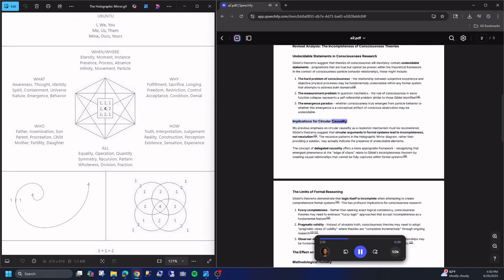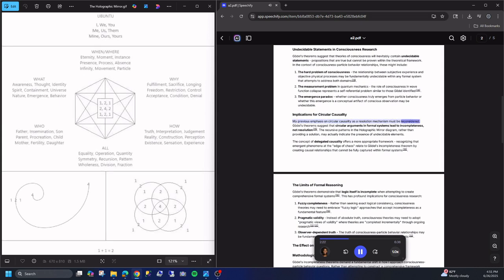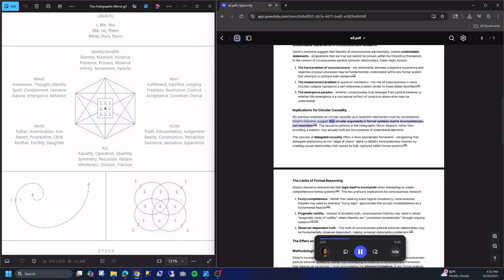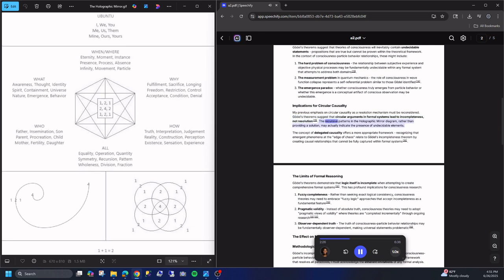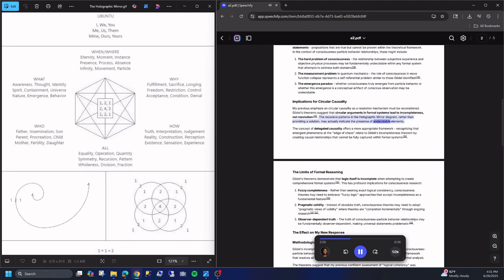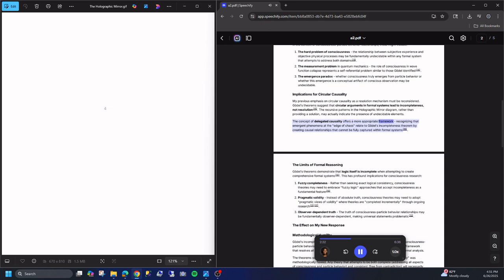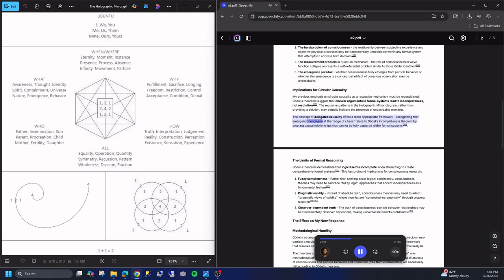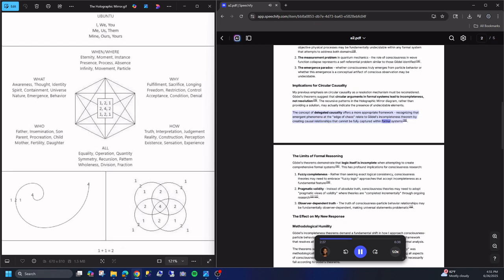Implications for circular causality. My previous emphasis on circular causality as a resolution mechanism must be reconsidered. Gödel's theorems suggest that circular arguments in formal systems lead to incompleteness, not resolution. The recursive patterns in the holographic mirror diagram, rather than providing a solution, may actually indicate the presence of undecidable elements. The concept of delegated causality offers a more appropriate framework, recognizing that emergent phenomena at the edge of chaos relate to Gödel's incompleteness theorem by creating causal relationships that cannot be fully captured within formal systems.